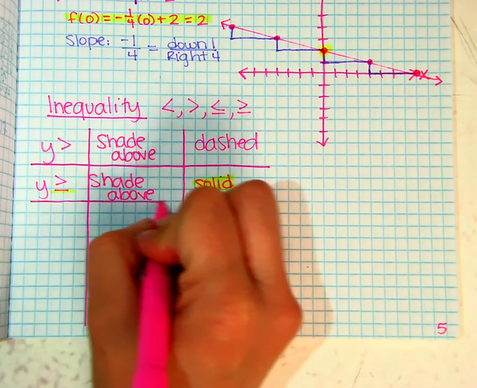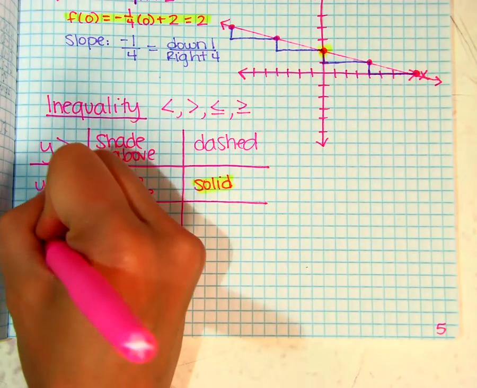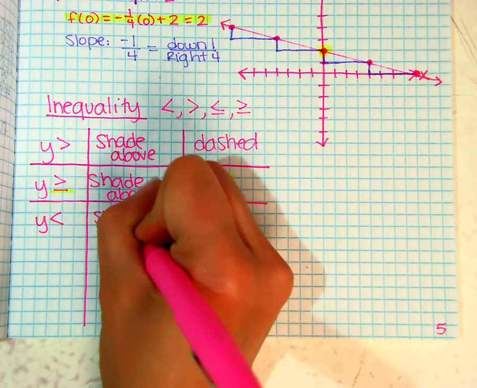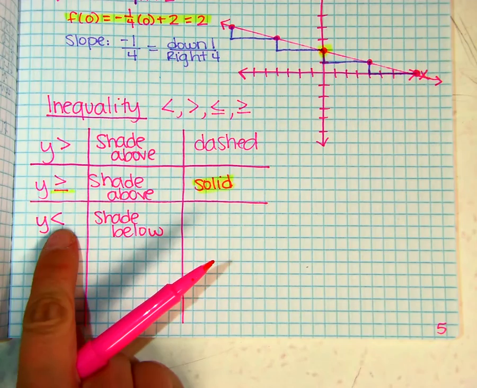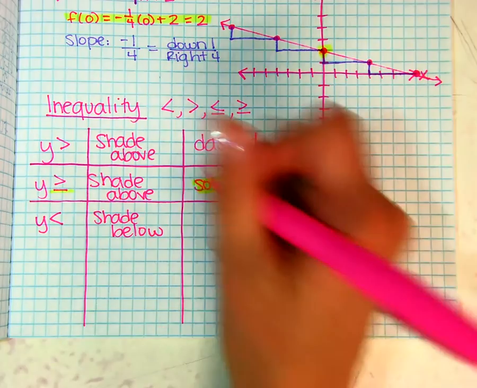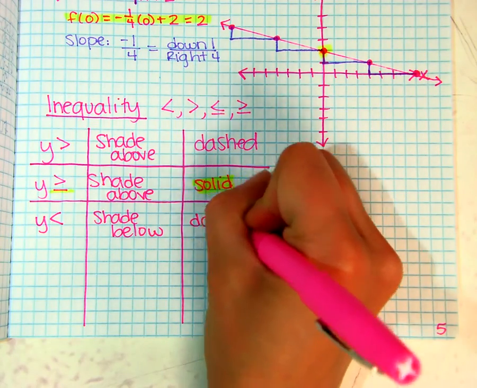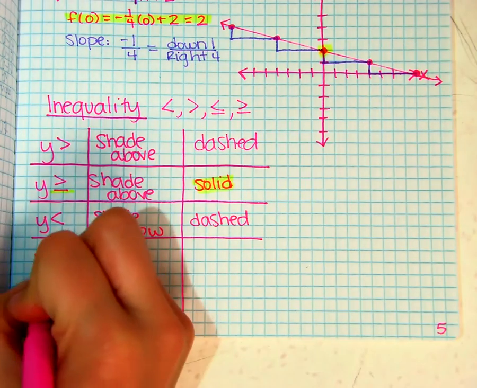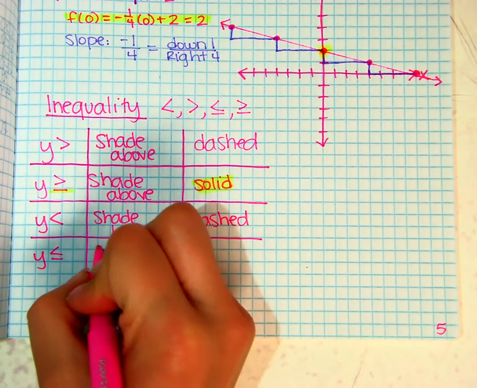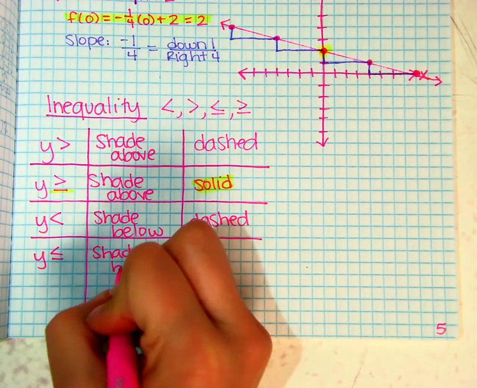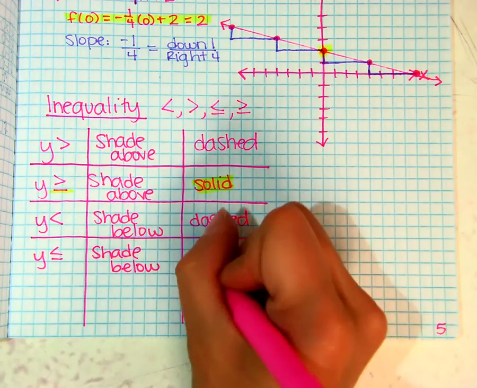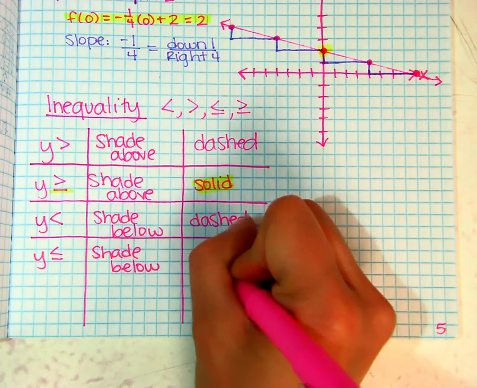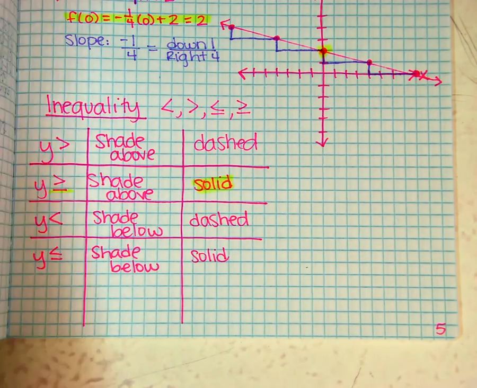So let's look at if y is less than. We're going to shade below. And is it going to be solid or dashed? Dashed. If y is less than or equal to, we're going to shade below. And this time, again, we have a solid line down here, so it's going to be a solid line when we connect the points.